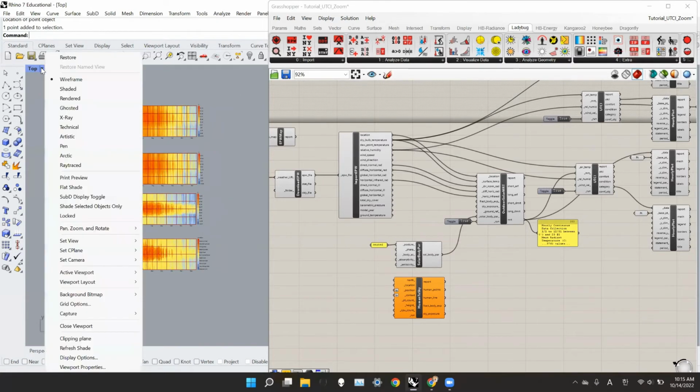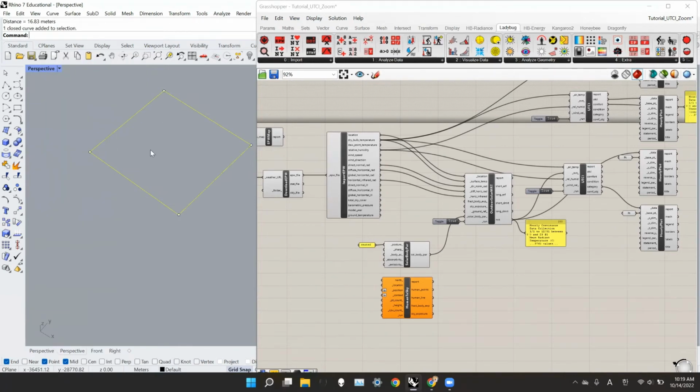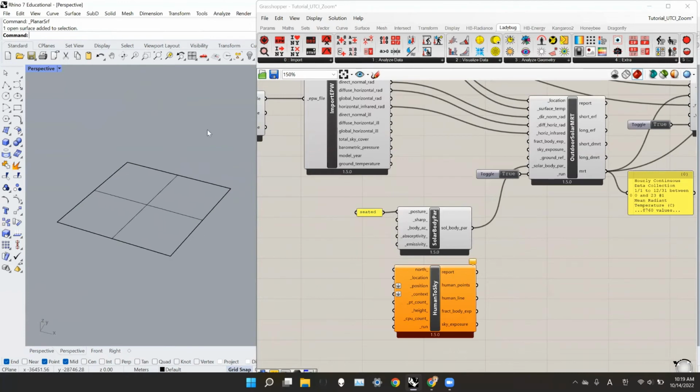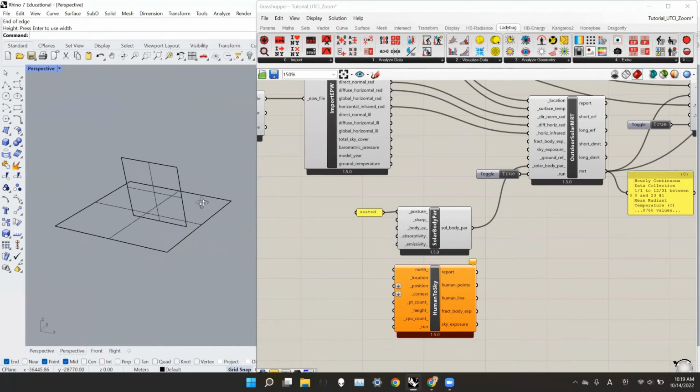So I will upload the, let's just start from here and make a surface. So let's assume this is the surface you're testing. And let's say there is a vertical surface. Is this vertical? Okay, this is vertical.